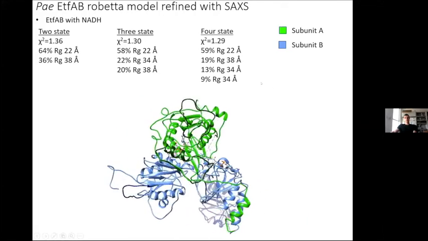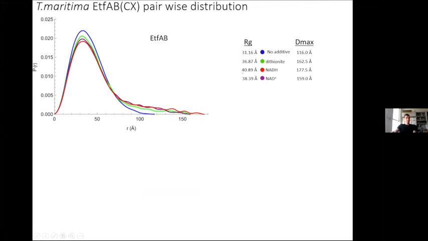This is just looking at EtfAB in this particular species. Collaborators are also looking at one from Thermotoga maritima. In this case, this is actually HPLC-SAXS, so there might be some issues, like some aggregation in the data causing a little trouble, but I basically did much of what I did before.